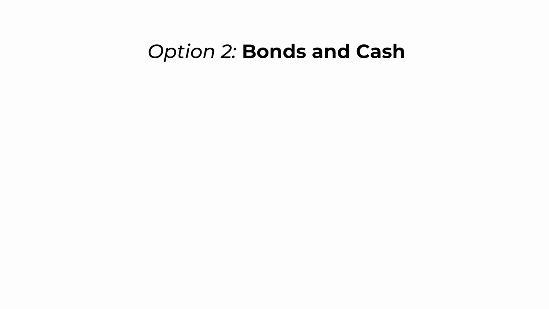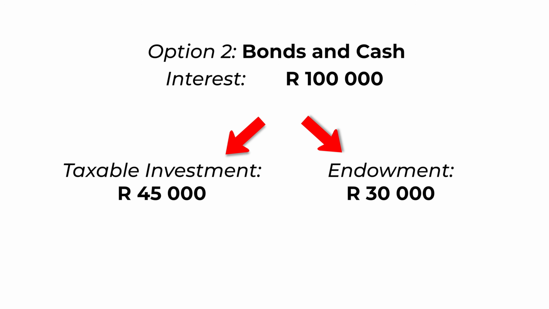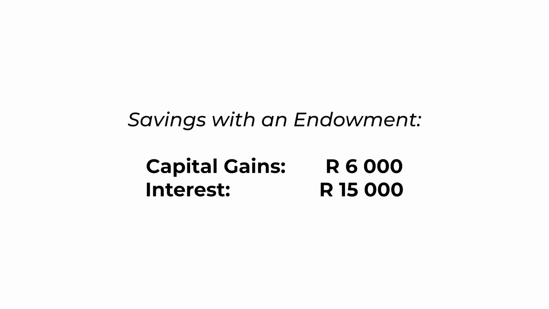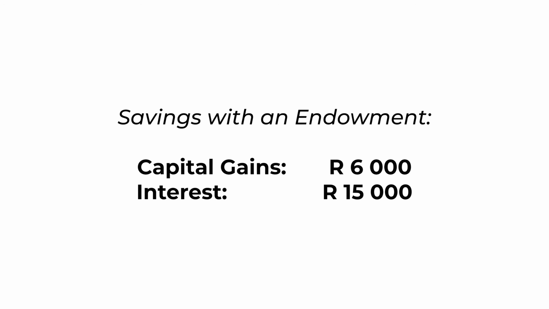If Frikkie invested the 1 million Rand in bonds and cash, he would have earned interest of 100,000 Rand, which would have resulted in him paying 45,000 Rand in interest tax within a taxable investment and only 30,000 Rand within an endowment. That is a saving of 6,000 Rand in capital gains or 15,000 Rand in interest every single year that is not going to the tax man.